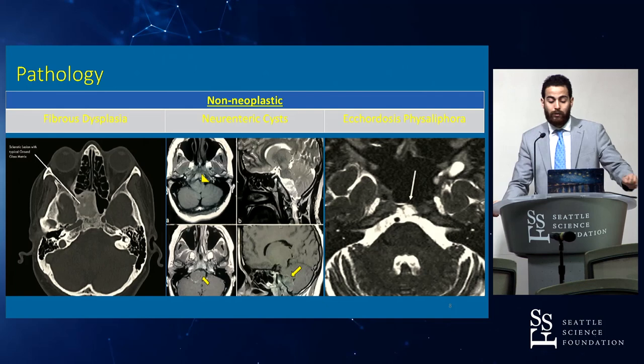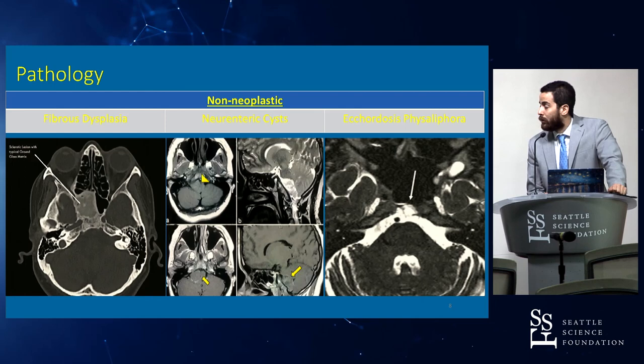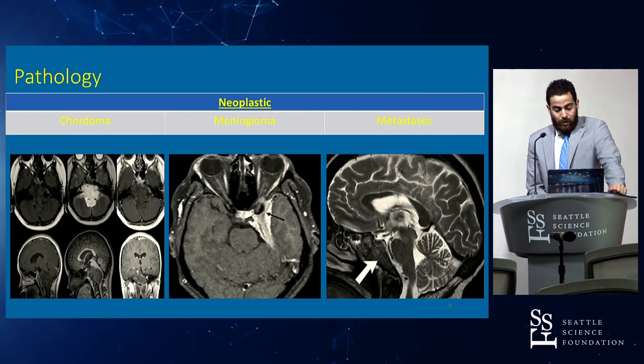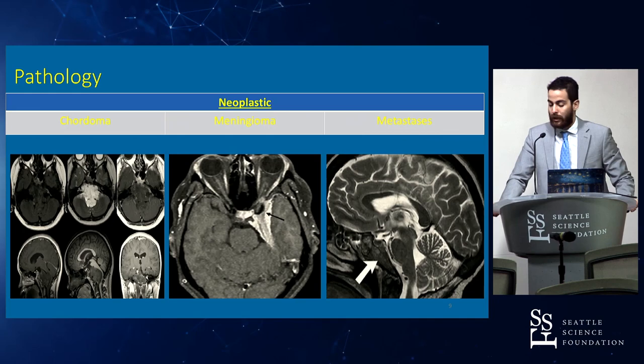This lesion arises from the clivus in the midline, where it protrudes into the intradural space. It's usually very gelatinous. In the neoplastic group, we also find three different categories. First is the chordoma. Classical clival chordomas usually account for 1% of intracranial tumors.